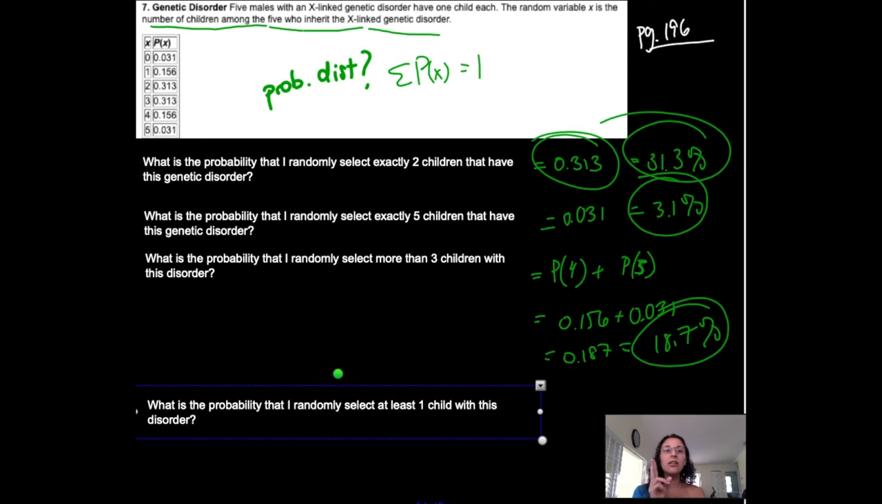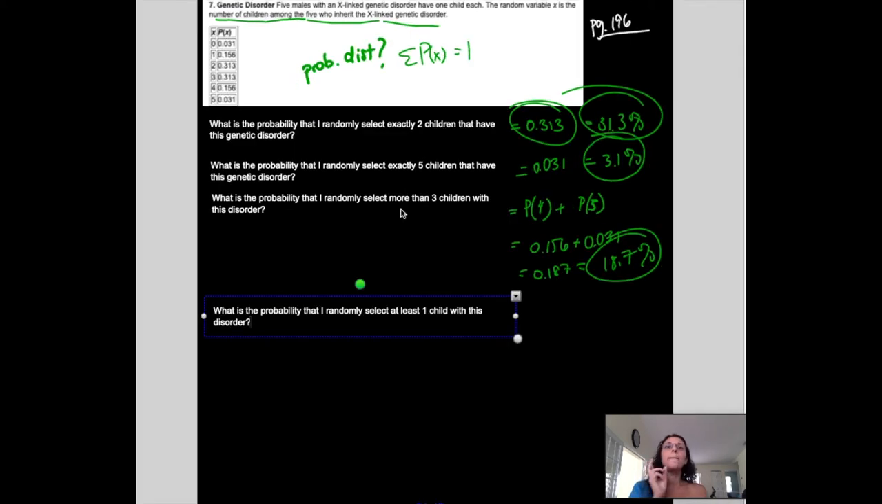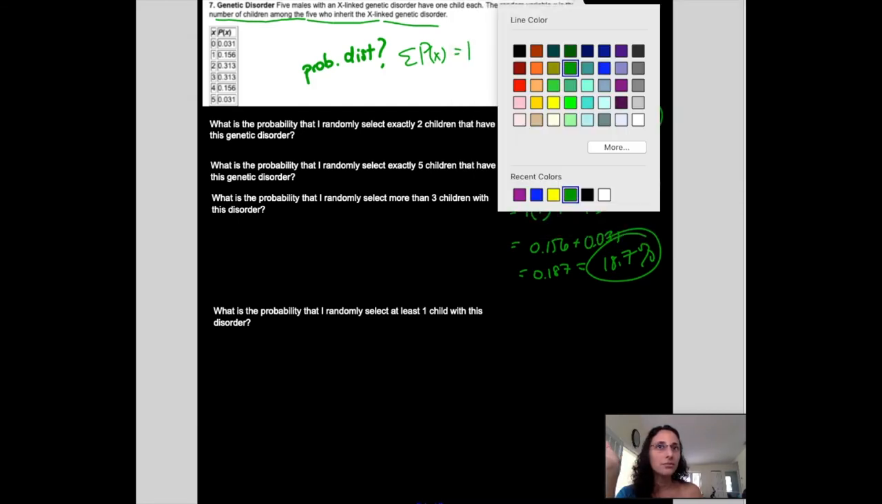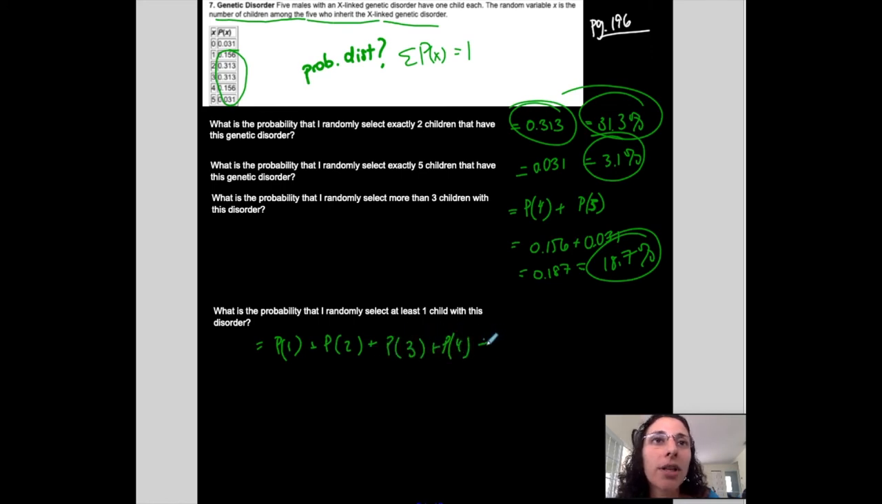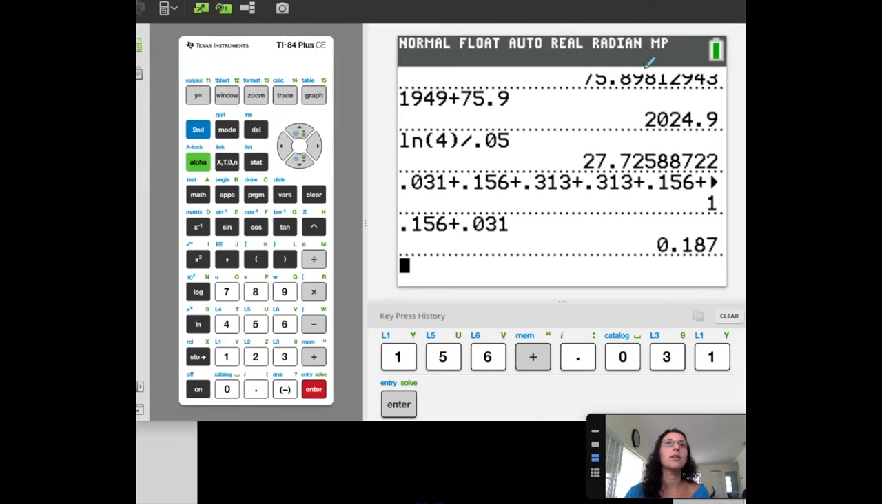Now, I'm going to do this calculation two different ways because I showed it two different ways prior to you guys. At least one means one or more, right? So that would be the probability of one plus the probability of two plus the probability of three plus the probability of four, all the way to the last one. I'm just going to do it on my calculator.